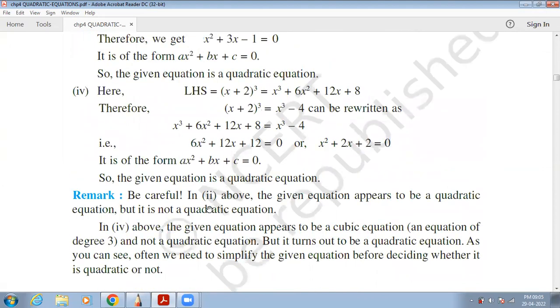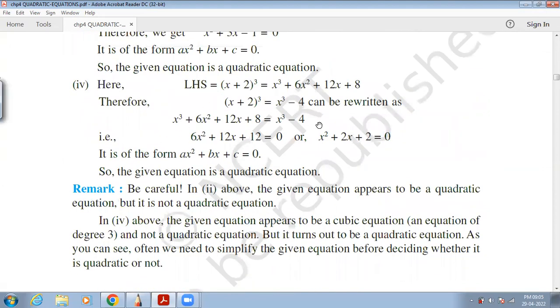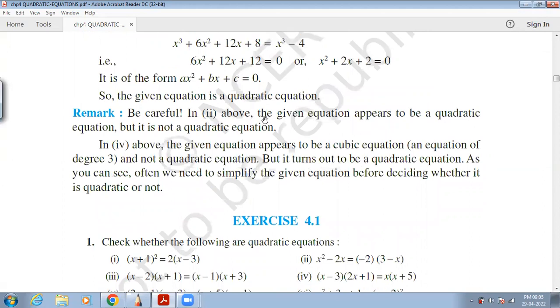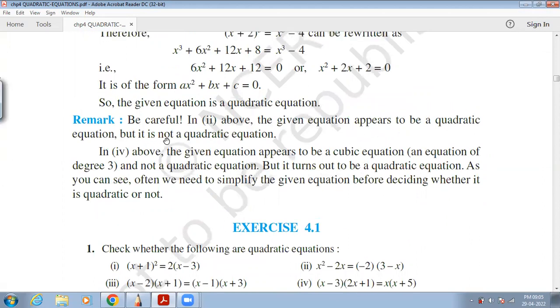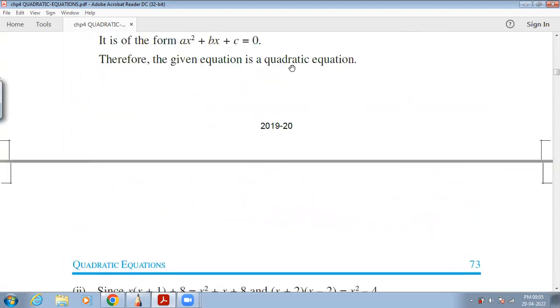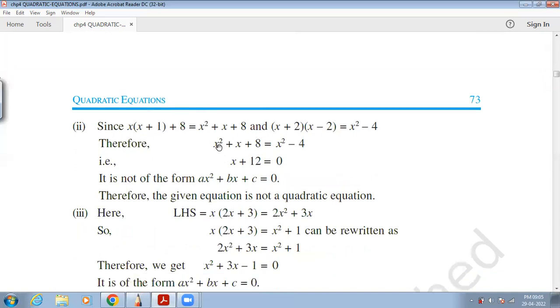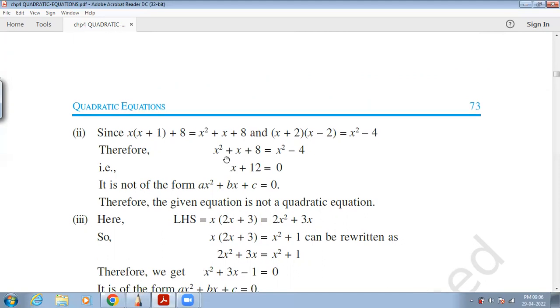These questions you see here, can you see they got x square plus 2x plus 2 equals 0 like this. So they've converted it into the standard form. In the remark also it's given: be careful, in 2 above, the given equation appears to be a quadratic equation, but it is not a quadratic. It's the question which I told you about, the second one. The x square gets cancelled here. See, x square plus 8 equals x square minus 4, so x square gets cancelled. It turns into a linear equation, which is x plus 12 equals 0. Since it is a linear one, it's not a quadratic equation.